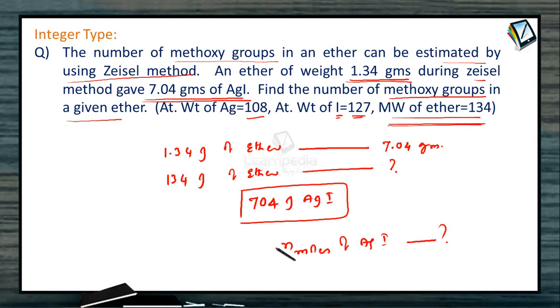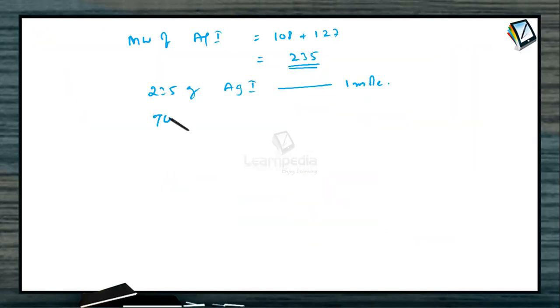But what is the total weight of silver iodide formed as a result of the experiment? 704 grams. So this 704 grams of silver iodide formed from 1 mole of the ether, how many moles of silver iodide is formed? Therefore, 704 by 235, and this almost comes out to be 3. So 3 moles of silver iodide is formed.